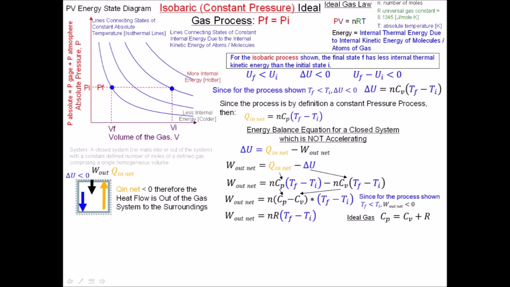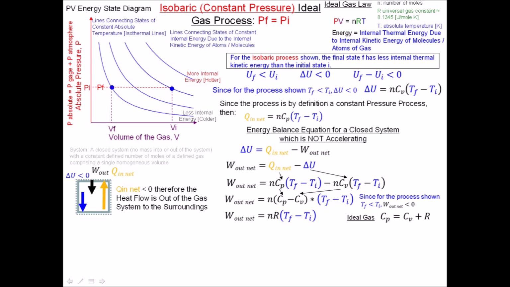And since we're assuming this is an ideal gas, we know that the molar specific heat at constant pressure, C sub P, is always greater than the molar specific heat at constant volume, C sub V, and that difference is the universal gas constant. So C sub P equals C sub V plus the ideal gas constant. And therefore, the ideal gas constant R is the molar specific heat at constant pressure, C sub P, minus the molar specific heat at constant volume.